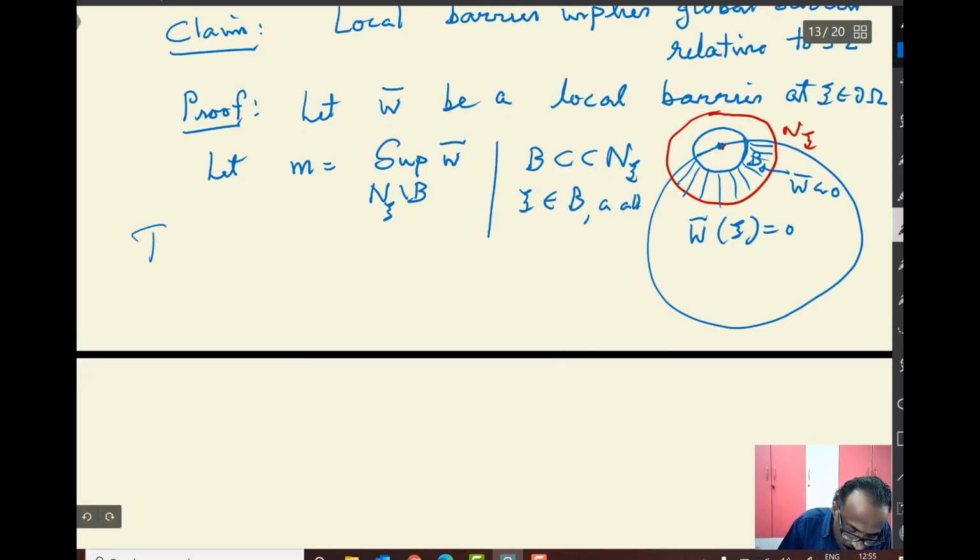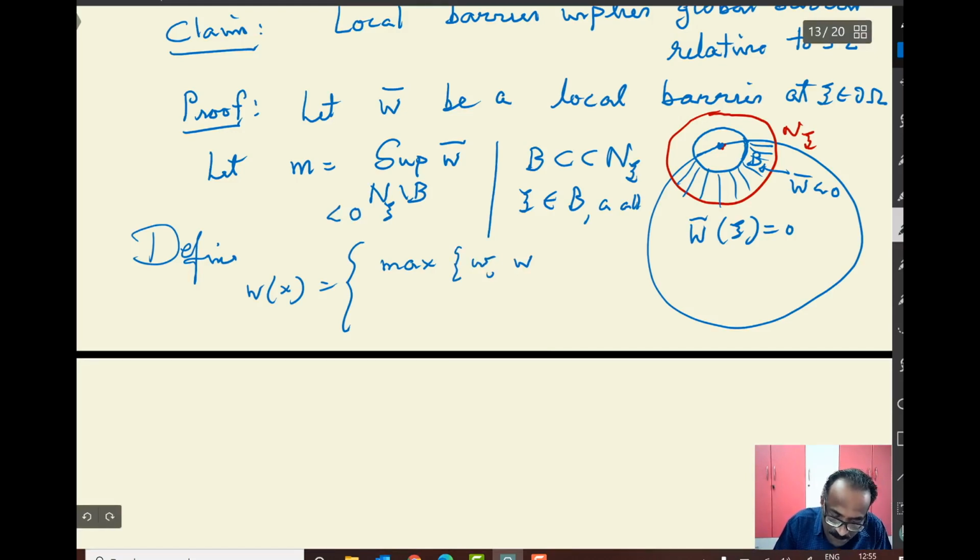Okay, so define w(x) equal to the maximum of, so I am defining via maximum, so you don't lose your subharmonicity. You have to see that m is a strictly negative quantity, because w̄ you are defining here is negative, so the supremum is a strictly negative quantity, so that m is negative. So this is a continuous way of defining something, so I will define the maximum of w̄ and m.